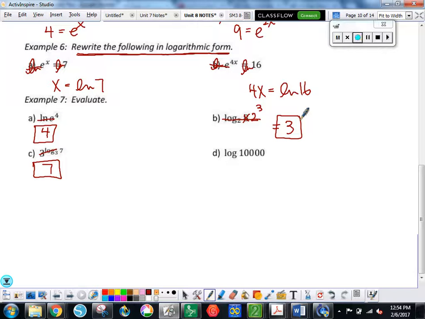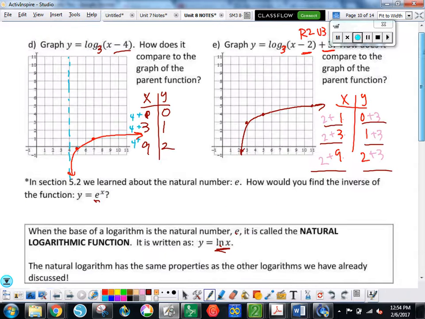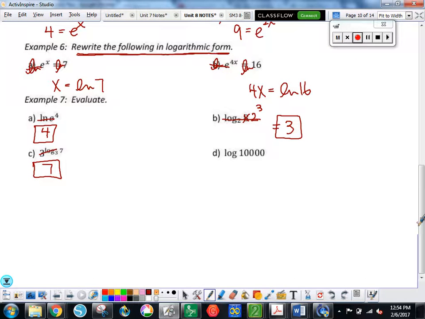And then part D. What's the base on part D? Read the top of the last page. 10, right? The common logarithm is base 10. So if it doesn't have anything there, it's base 10. How would you rewrite this number as a base 10? However many zeros there are, that's what the exponent is. What's going to happen here? Log base 10 and 10 cancel. You are left with 4.